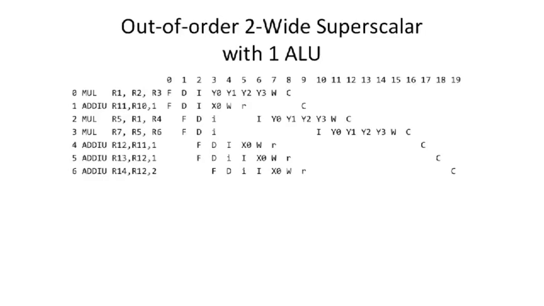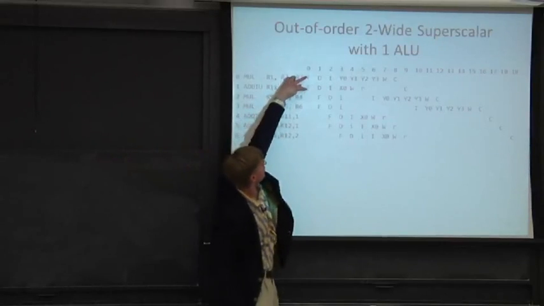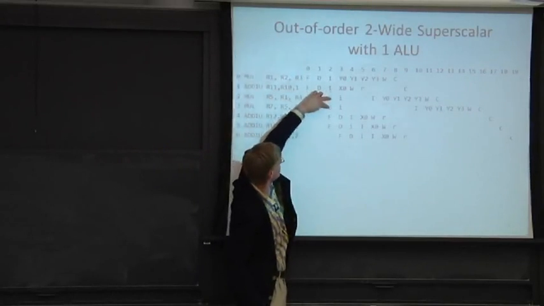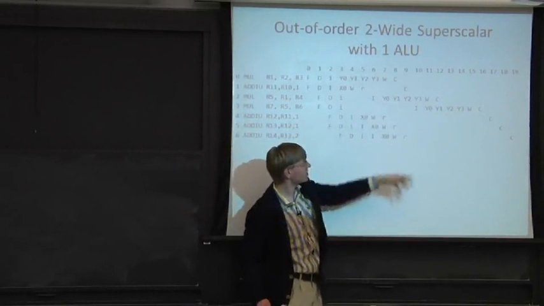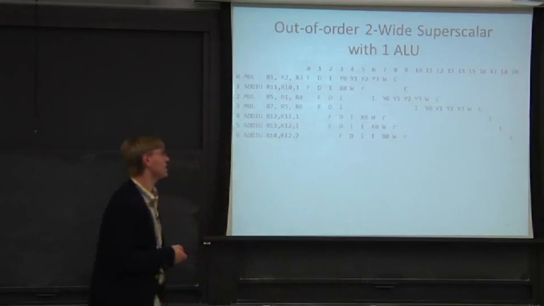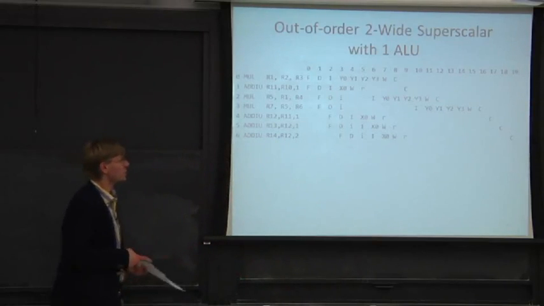So here we have an out of order 2-wide superscalar, what we showed before: in order fetch, out of order issue, out of order write back, and in order commit. And what we can see is we actually are fetching 2 instructions at a time, decoding 2 instructions at a time, issuing 2 instructions at a time. And this can actually help a little bit. But you still have problems.